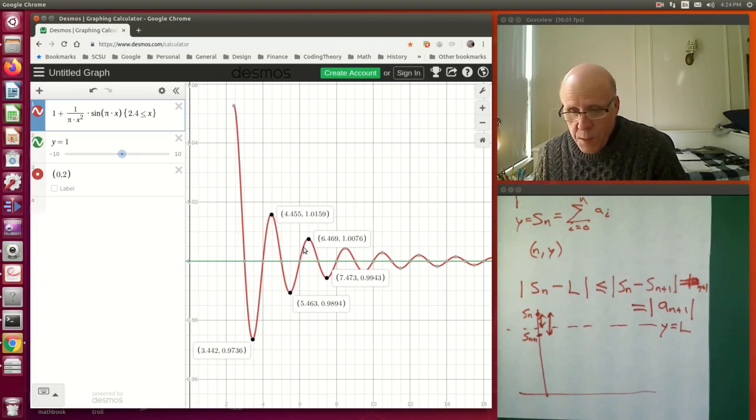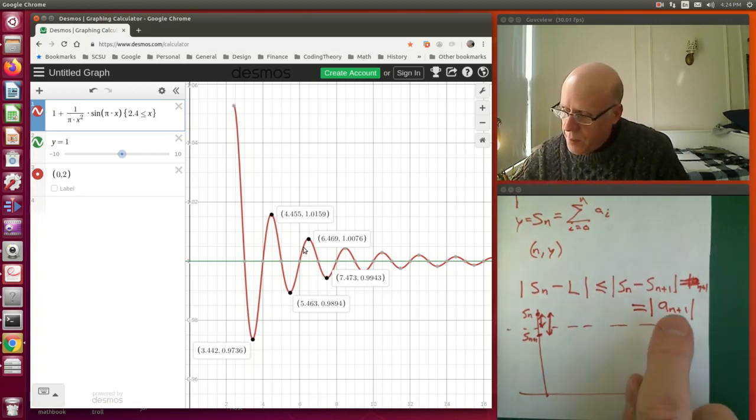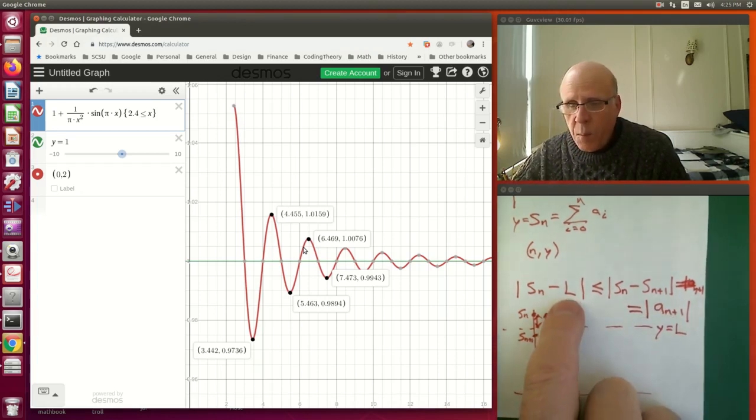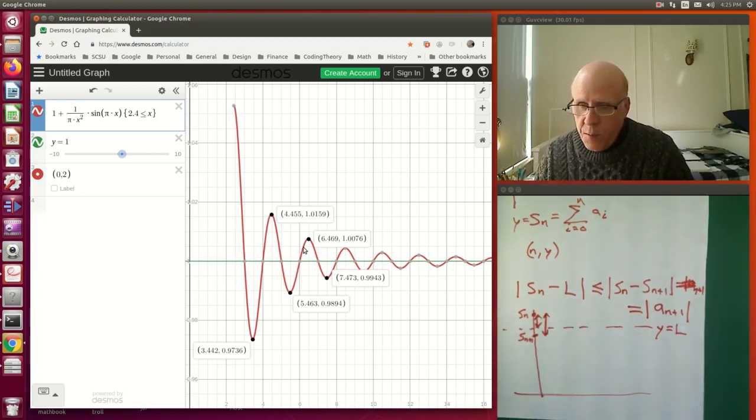Which means something important. It means that the next term in the sequence, or at least its size, will give you an estimator for how good the approximation at level n is. If you want to know what's the largest possible error in the nth partial sum as being used as an estimator for the limit, it's just the n plus first term.